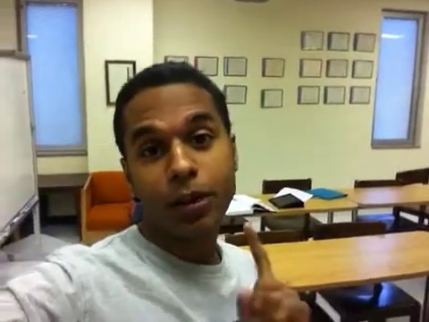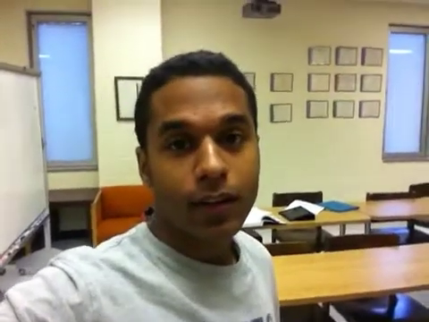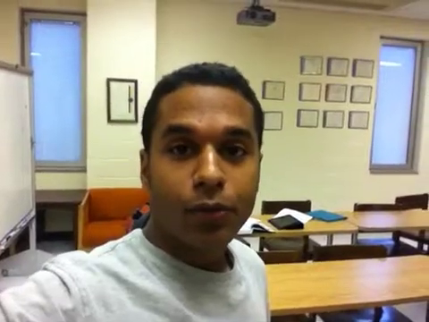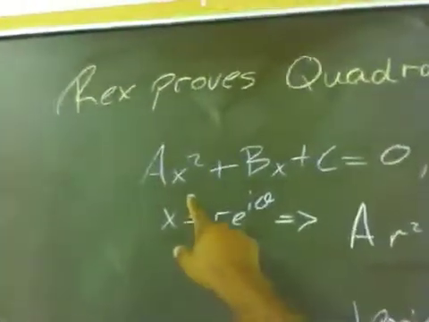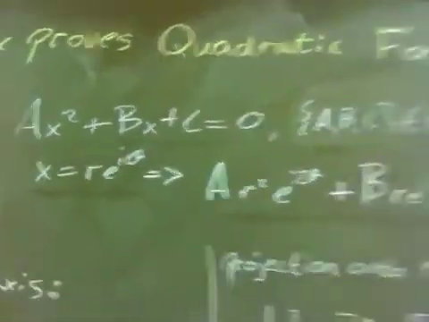I was playing around with some complex analysis and realized that it's not that hard to prove the quadratic formula. So, without further ado, we're going to begin with the general quadratic equation, ax squared plus bx plus c equals 0.